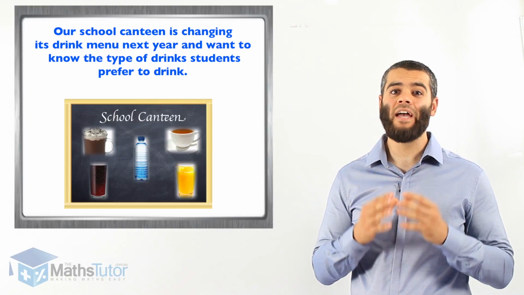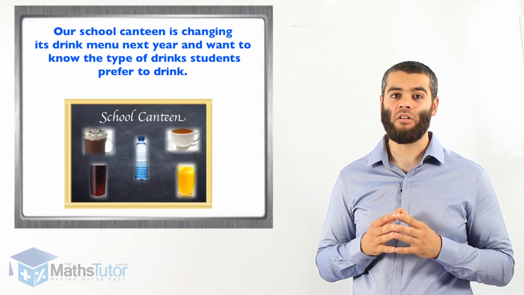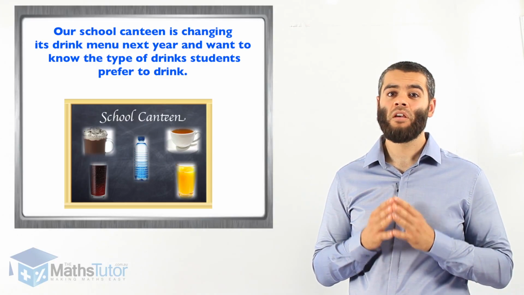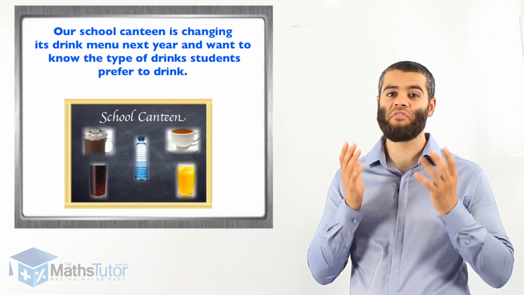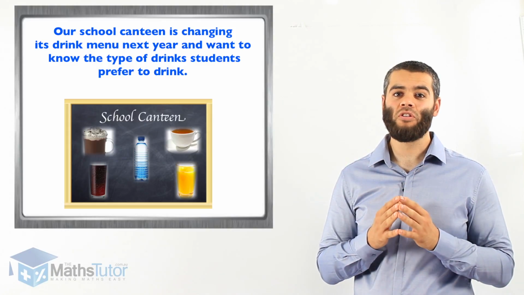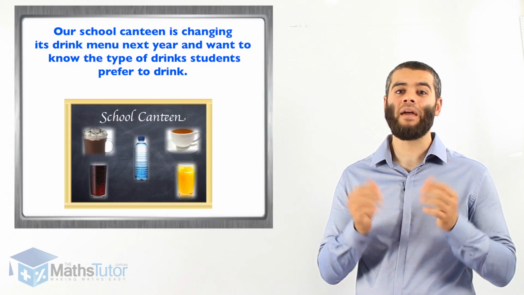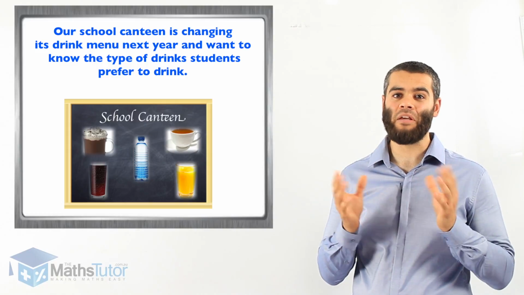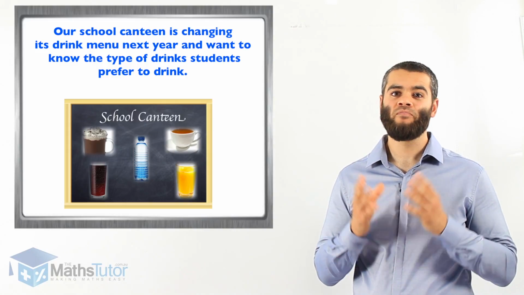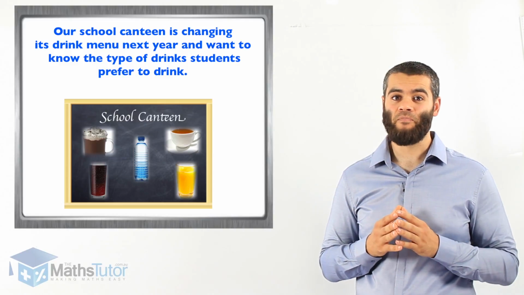They need to gather information, collect information. And to collect information, that means they're going to use the field of statistics. Collect information, and based on that information, they can make a judgment and they can decide on the best drinks for them to start ordering and offer for sale next year.